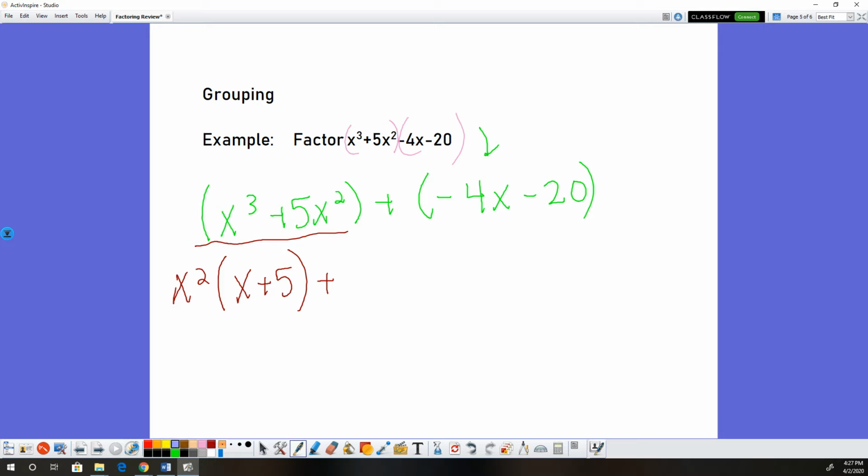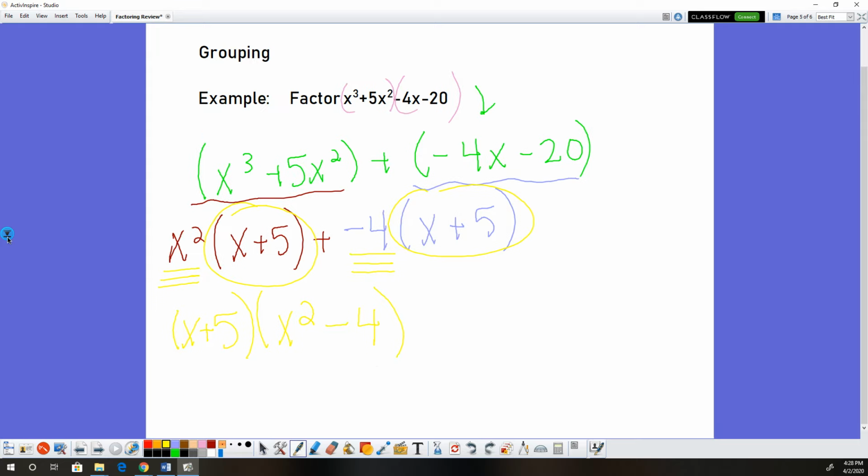Then I'm going to look at this, and I can pull out a negative 4, and I'm left with x plus 5. This is exactly where I want to be, because notice I have an x plus 5 here. So then I can pull out an x plus 5 from both, and what I'm left with is an x squared and a minus 4.